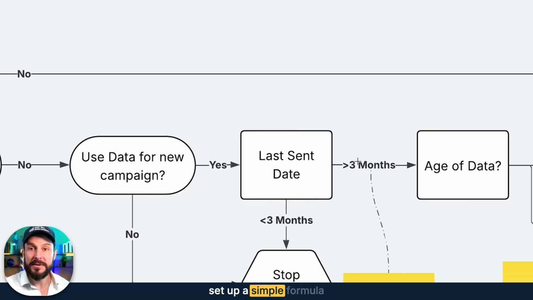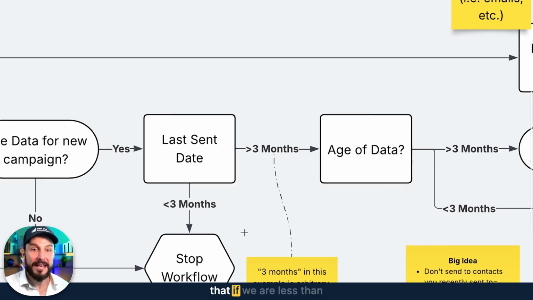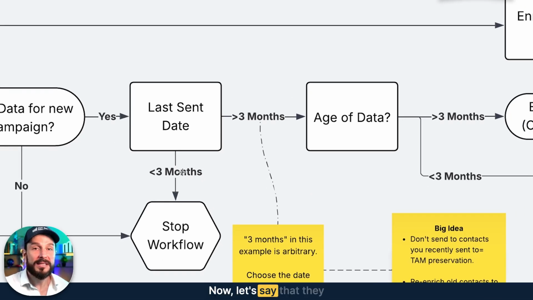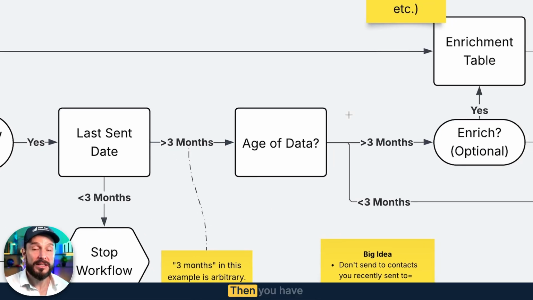That means you can set up a simple formula within Clay that says between the time that I first sent and the time that I last sent, what's the delta between that time? You can say, okay, there's been this time of say 90 days or 120 days, and perhaps you don't want to send anybody who is say less than 120 days. So then you can say, okay, we're going to end that if we are less than say 3 months. Now let's say that they haven't been messaged in over 3 months. Then you have another question.